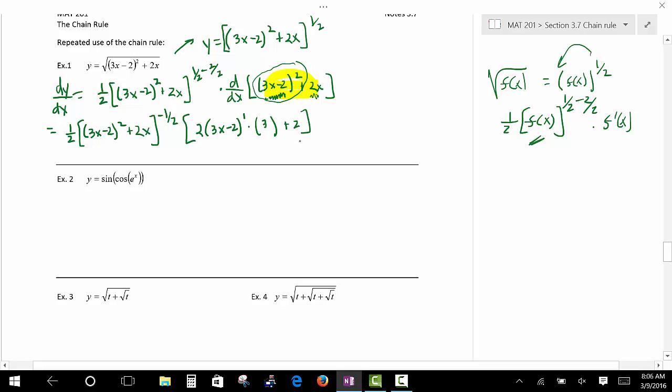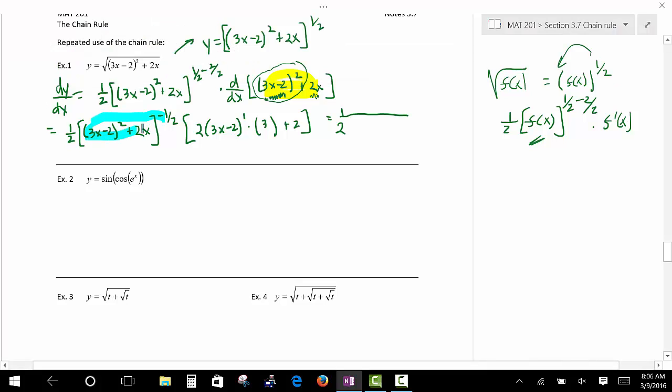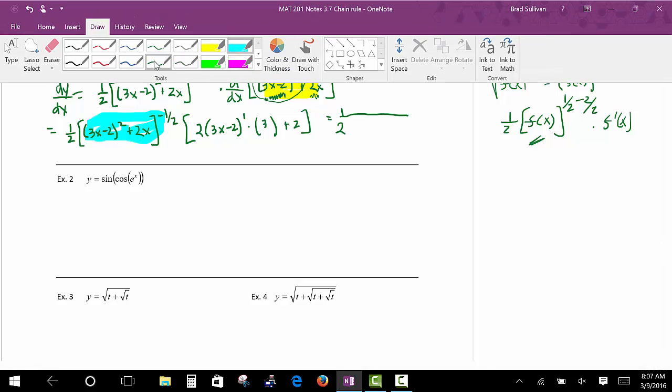The calculus part's done, and all we're going to do is a little bit of algebraic simplification on this. So we'll just go ahead and make the exponent positive. We have a 1/2, and we're just going to take this whole entire thing right here and bring it to the bottom like that, so we have a positive exponent. Whether you turn it back into a radical is up to you.